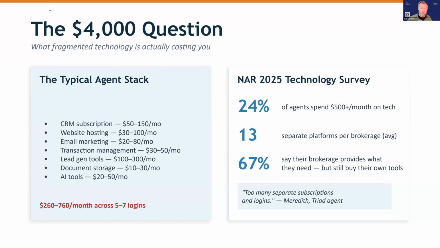When your data is scattered across 7 platforms, those of you who are trying to adopt AI to assist you, it can't really work on your behalf because it doesn't have a full scope of what that client journey looks like. Your follow-up sequences are disconnected from your transactions, and your marketing doesn't know what your CRM knows. You're paying more, playing with more, and getting less.